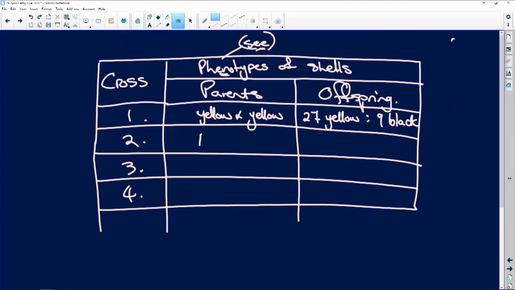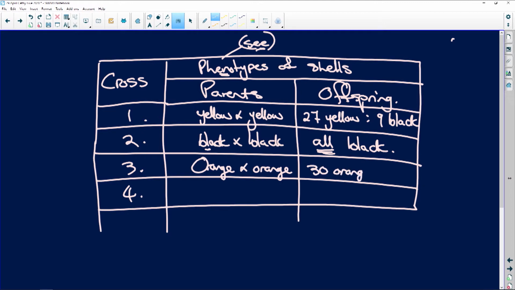We have black times black. And what do all the babies look like? They are all black. That means black is something special. And then we have orange times orange. And, oh wow, we have 30 orange offspring versus 10 black. It gets interesting and more interesting.